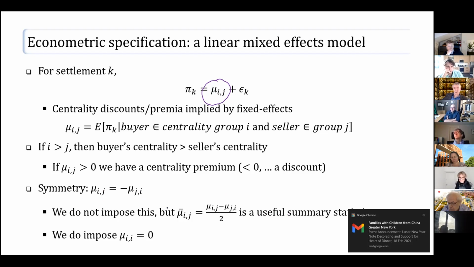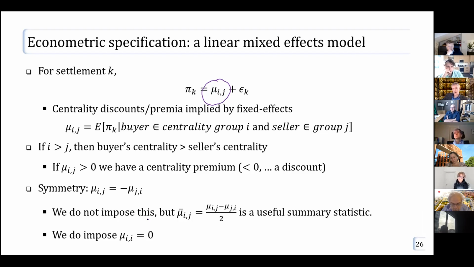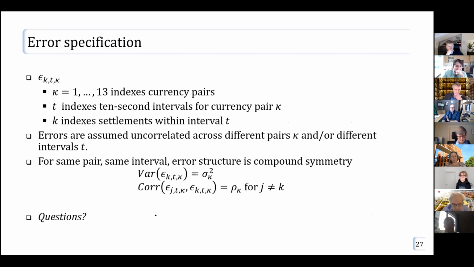We do impose a restriction that if there's a trade between two members of the same centrality group, neither one should have an advantage. And we do impose a restriction that that fixed effect is going to be 0. Our error specification takes into account that really within a currency and within time, we're going to have multiple settlements. And because they are all being benchmarked to the same, quote, midpoint, we do allow for correlation between the errors in these settlements. Other than that, it is a fairly standard mixed effects model.